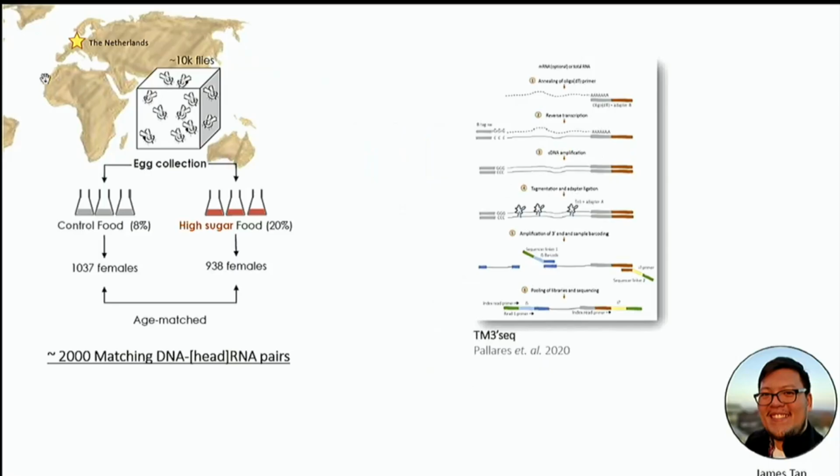Then James exposed this same population, the same genetic pool, either to control food or to high sugar food. He collected females, age matched, to regulate all the technical noise that we can, and he collected around 2,000 matching DNA and RNA pairs. So these are 2,000 individuals with DNA and RNA data. As Christian said, this was only possible because we developed library preparation approaches. Instead of costing an impossible amount of money, we now made libraries for around 2 euros or so.